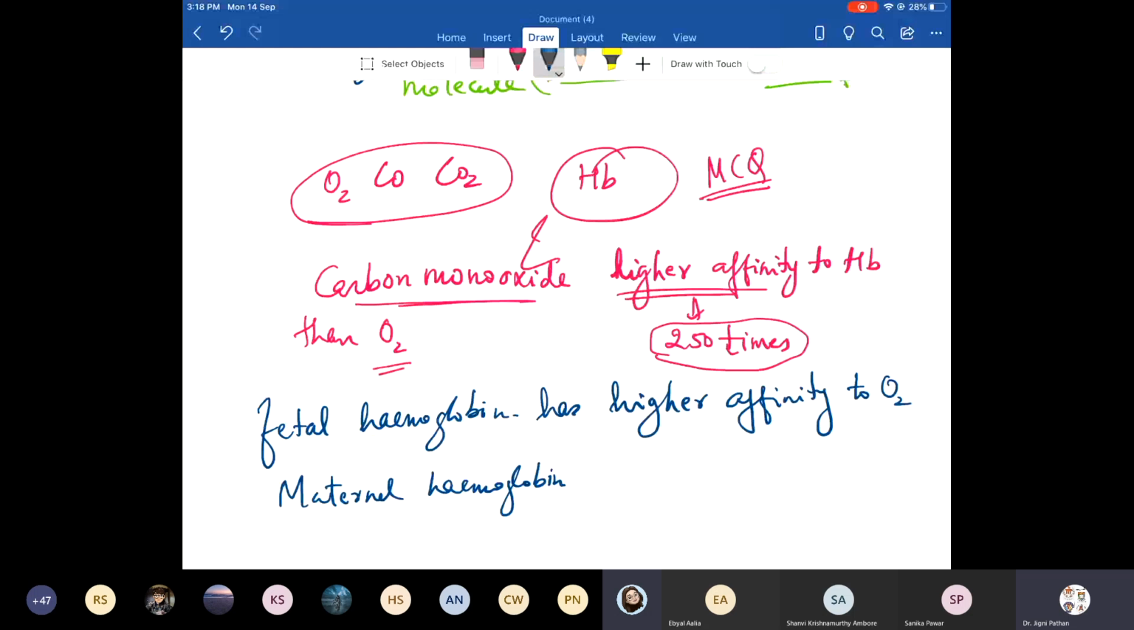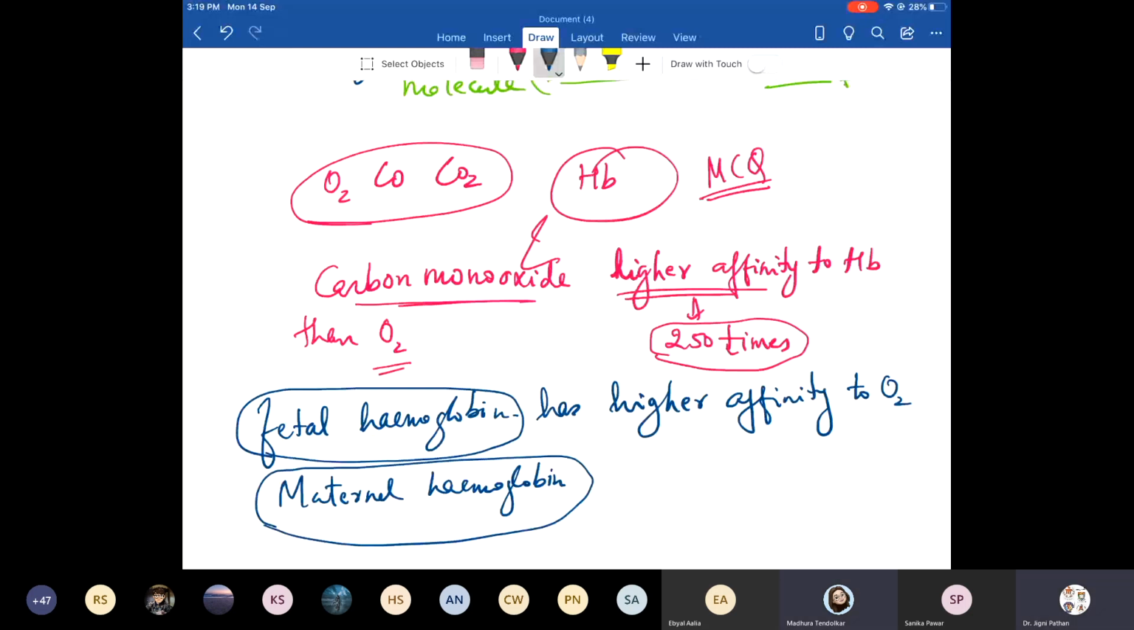Ma'am, what is fetal and maternal hemoglobin? Fetal means fetus, the hemoglobin which is found in fetal blood. The maternal means the hemoglobin which is found in the mother's blood. Thank you, ma'am. You're welcome.